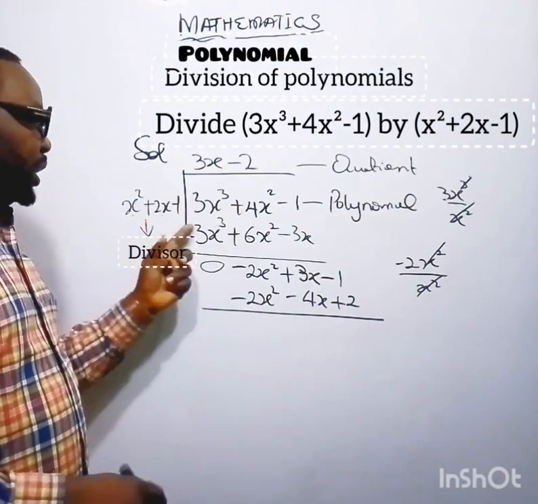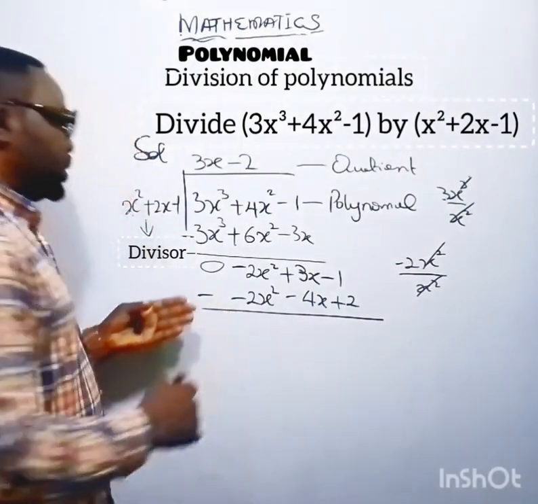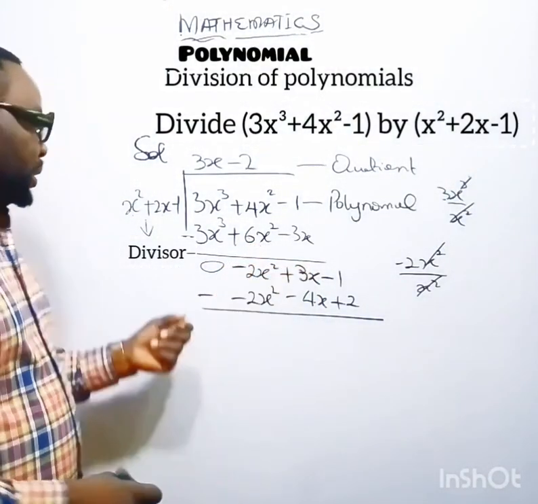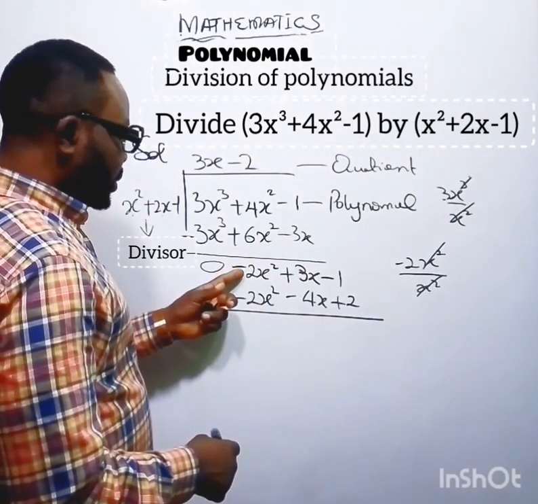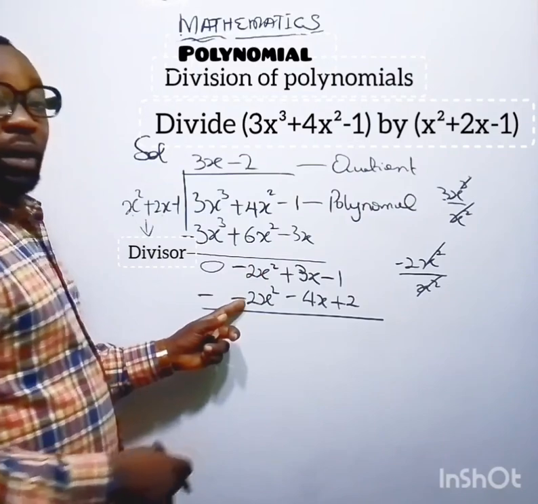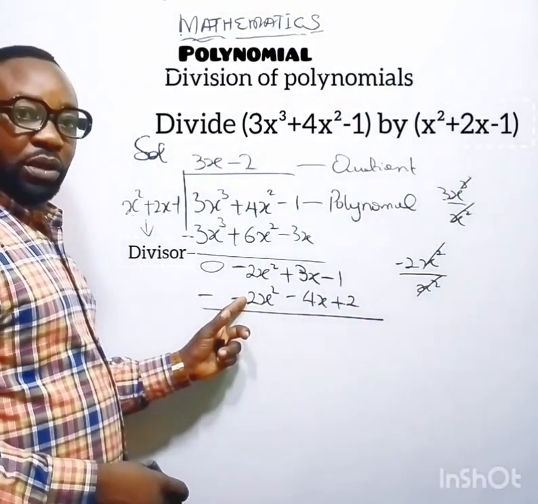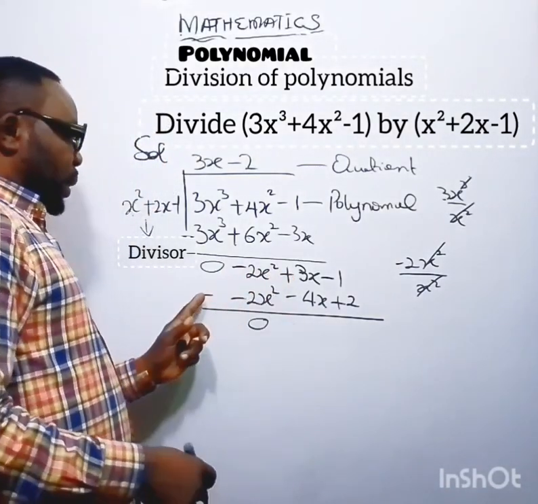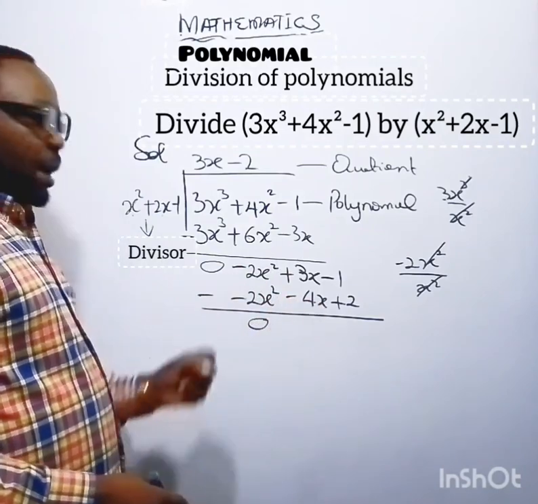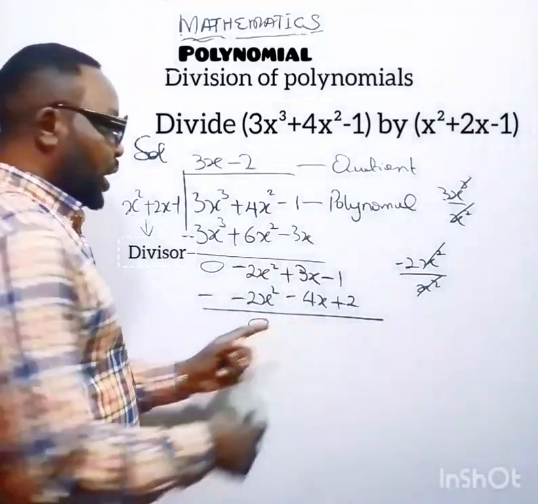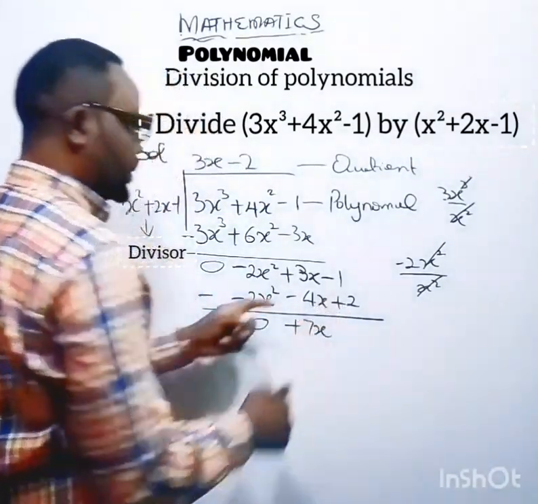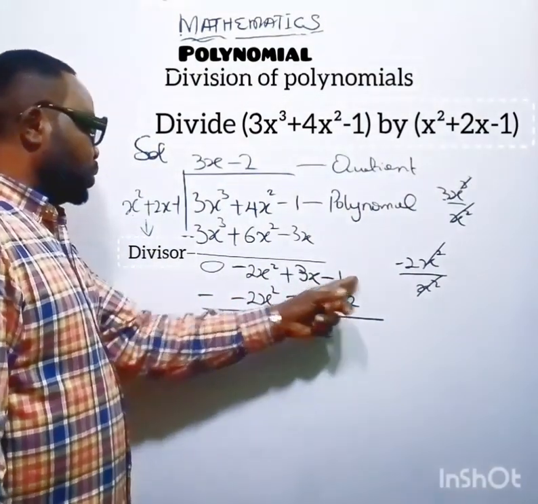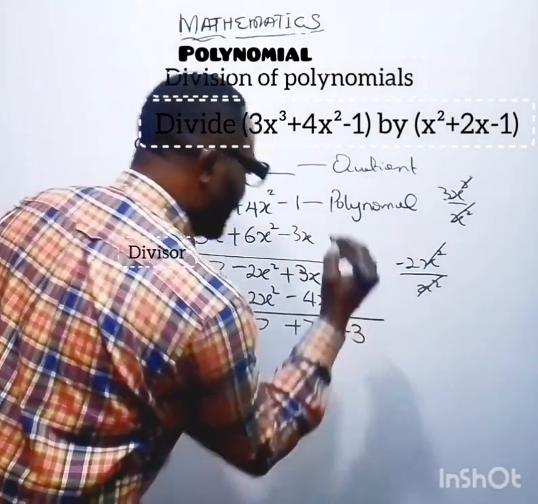After you have done the multiplication all through like that, what you do again is to subtract this value from the value gotten initially. So we are going to have minus 2x squared minus minus 2x squared, that will be 0. Plus 3x minus minus 4x, that will be plus 7x. Minus 1 minus plus 2, that's minus. So minus 1 minus 2, that will be minus 3.